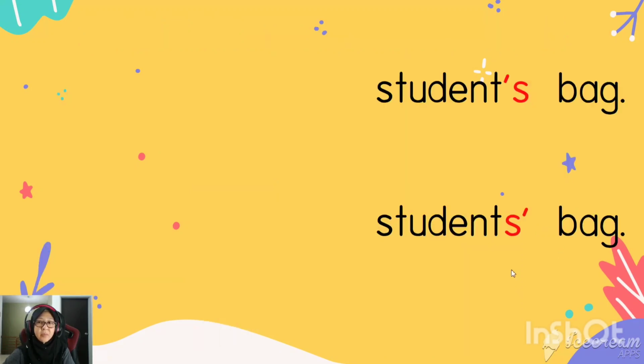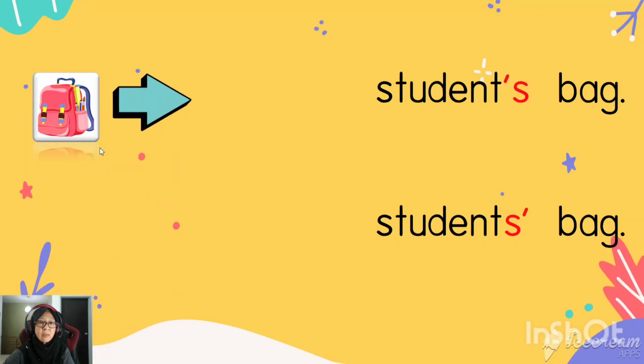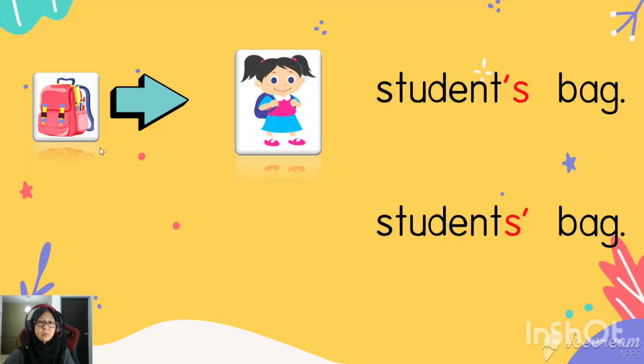Right, let's look at the example. For example, here I have a picture of a bag, and the bag belongs to the student. So we say this is the student's bag. Student's bag. Look at the student. How many students here? There is one student. So because this is only one student, it is singular. So because it is singular, we put apostrophe s.